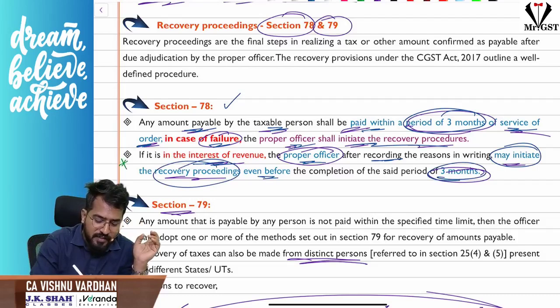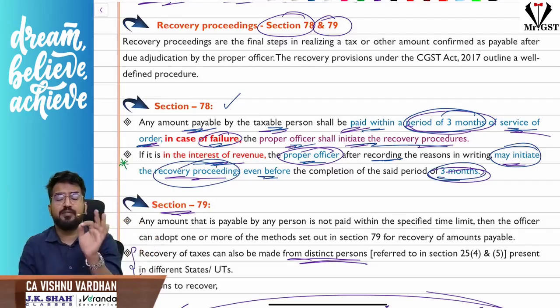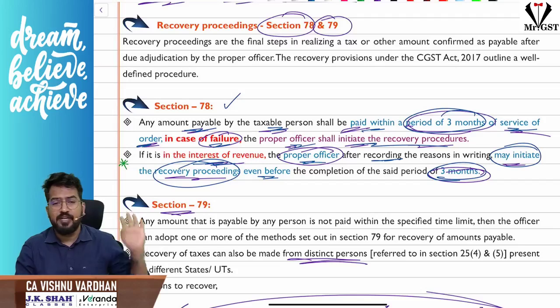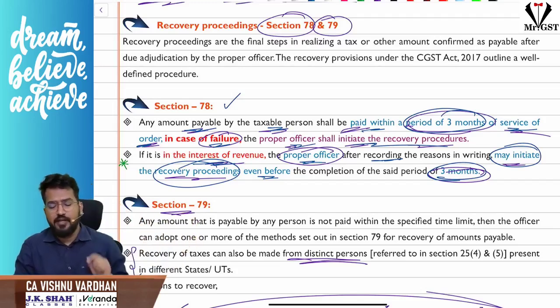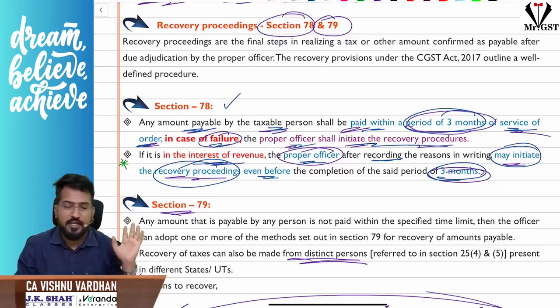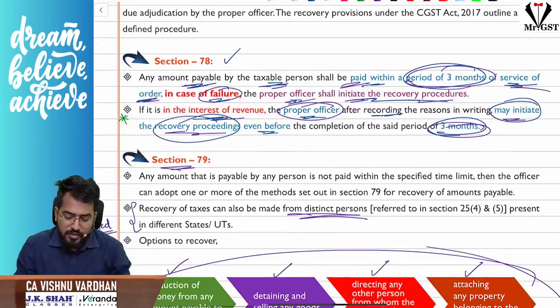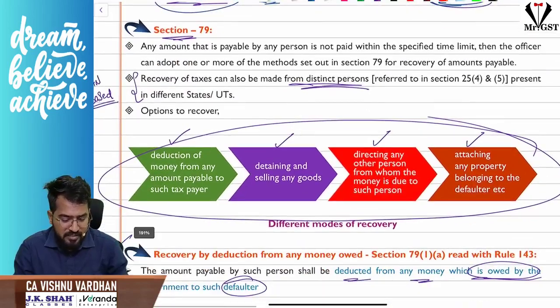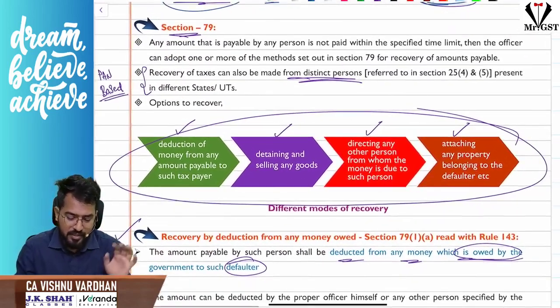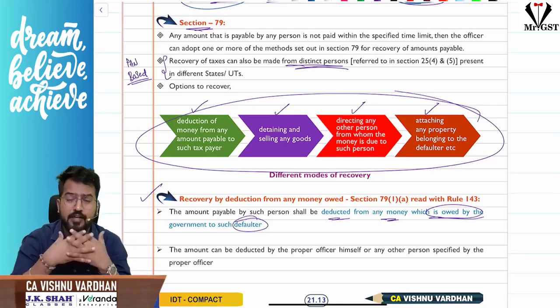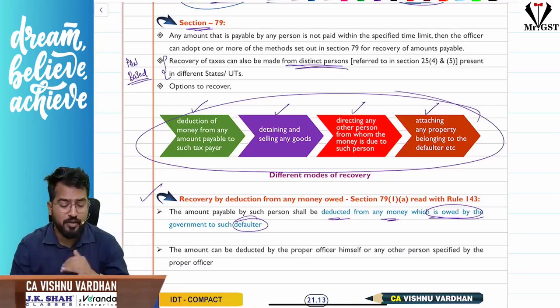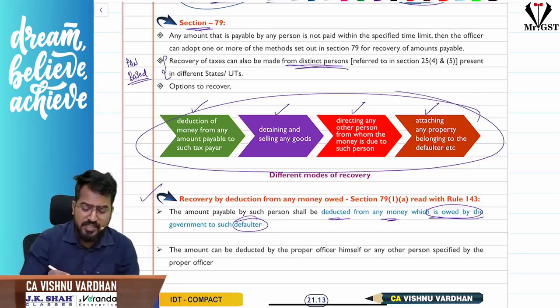Generally after 3 months, they will initiate the recovery proceedings. But if the department feels this person will fly away from India, or will sell all the properties, etc., if it is in the interest of revenue, for reasons to be recorded in writing, the proper officer can initiate the recovery proceedings even before completion of 3 months. That is the point. So how do they recover? As per section 79, different modes of recovery have been given here. If the amount payable by the taxpayer is not paid within the time limits, then the recovery proceedings will be initiated.